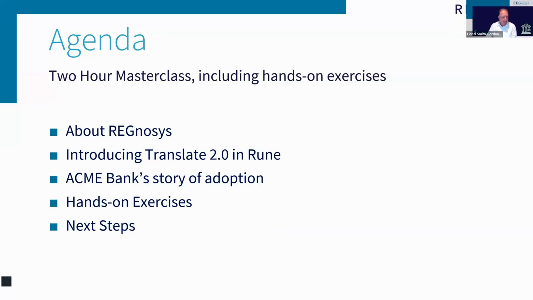So in terms of our agenda, it is a 2-hour masterclass. I know that's quite long. We will try and fit in a break towards the middle. We're going to talk very quickly about who we are at Regnosys. We're going to spend a bit of time introducing you to Translate 2. And then we're going to go through the story of Acme Bank and how they've adopted the CDM and DRR using these capabilities. And that's going to include some hands-on exercises.